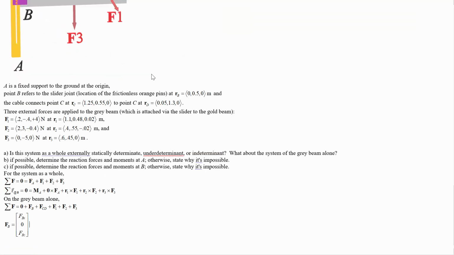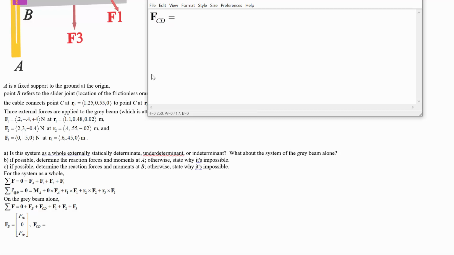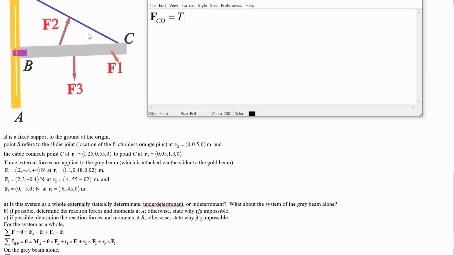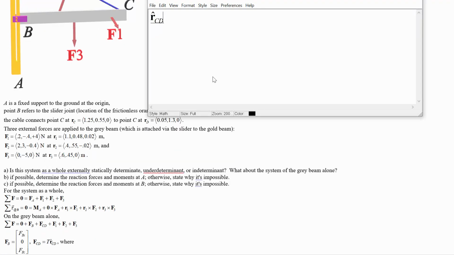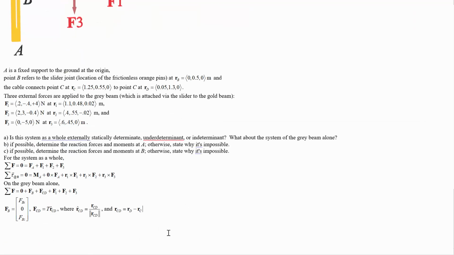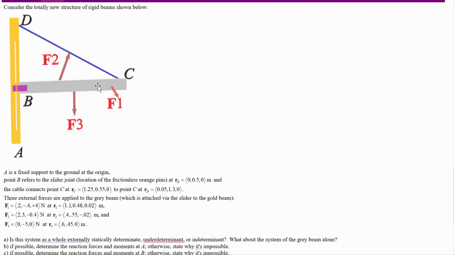Now we also have the cable force, FCD. What we do know is that it has to be a positive tension, and that it's going to be pointing, at least on this beam, in the direction from C to D. So we can multiply that by R hat CD, where R hat CD is defined as R CD over the magnitude of R CD, and R CD is itself defined as the vector that points from position C to position D. So that'd be final position vector, position D, minus position C. Okay, so there we go. That's the 3. So we'd have 3 unknowns in the force equation.